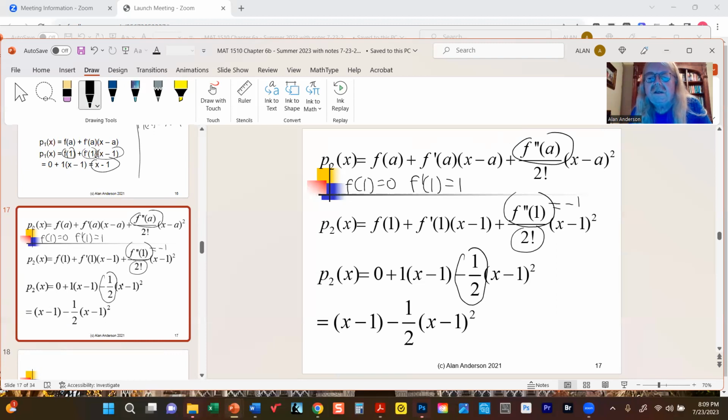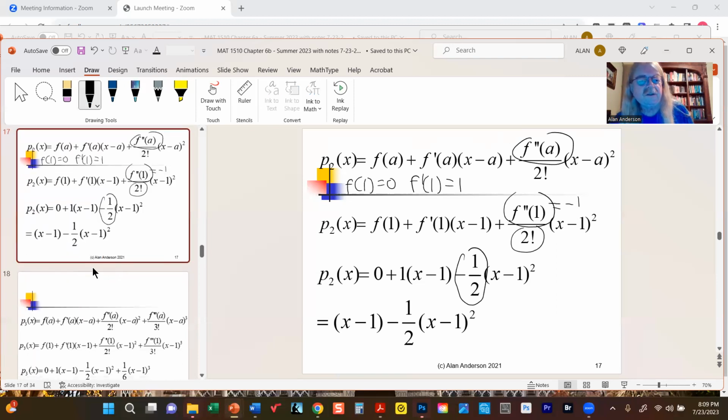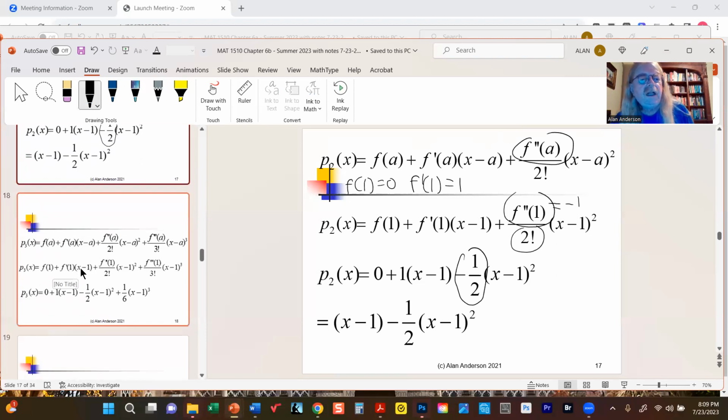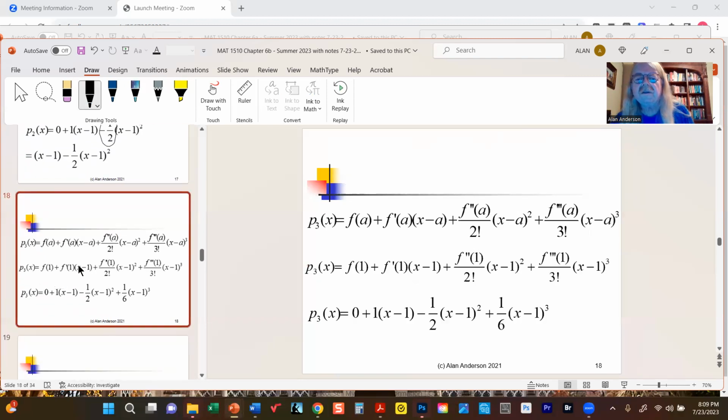Okay, so when you do all the calculations, you end up with x minus 1 minus a half times x minus 1 squared, which is clearly a quadratic function. Okay, and then taking this one step further, we're going to do the third order Taylor polynomial, and we end up with a cubic function.